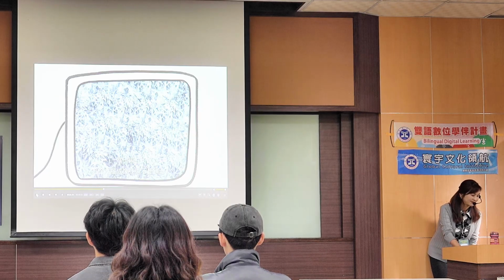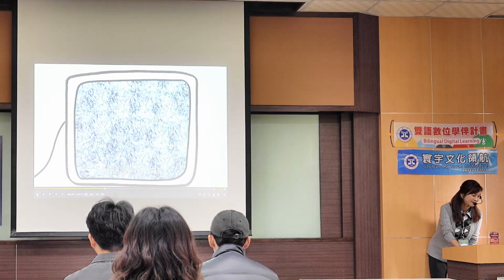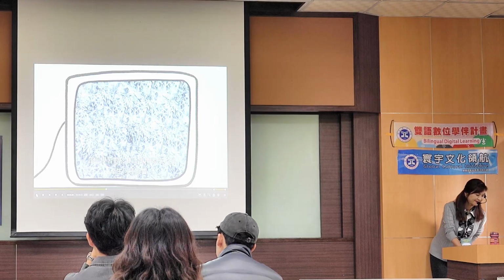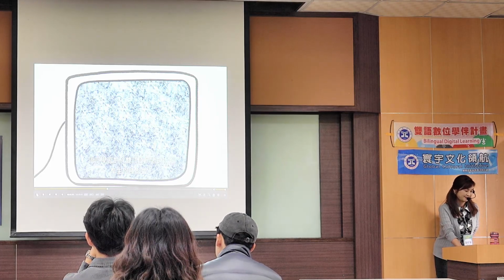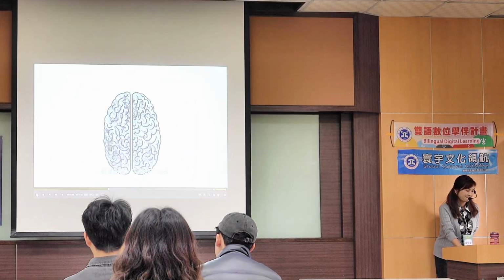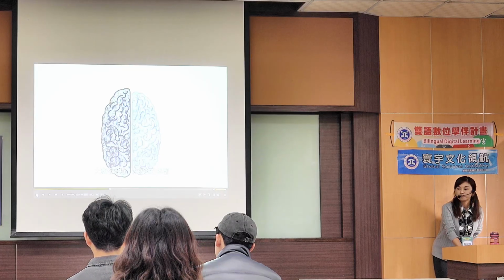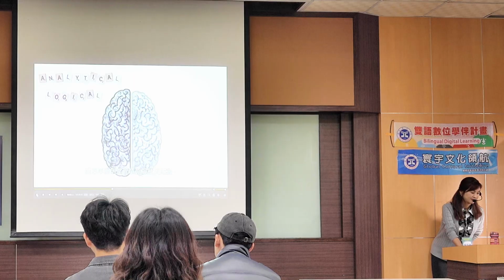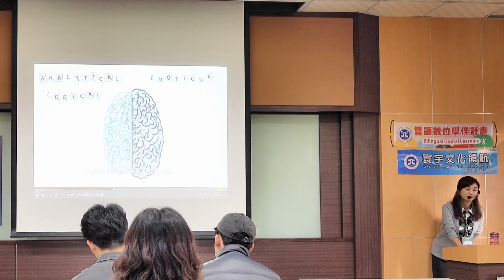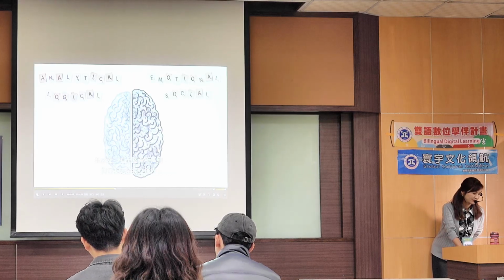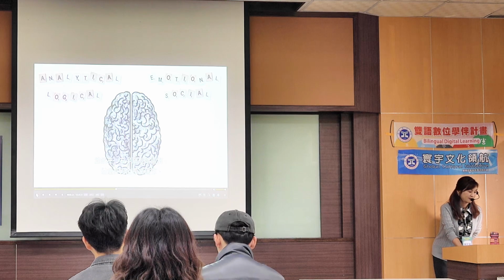But recent advances in brain imaging technology have given neurolinguists a glimpse into how specific aspects of language learning affect the bilingual brain. It's well known that the brain's left hemisphere is more dominant in analytical and logical processes, while the right hemisphere is more active in emotional and social ones. Though this is a matter of degree, not an absolute split.